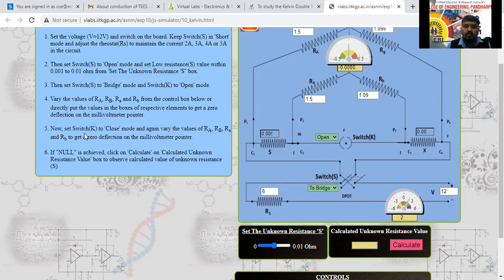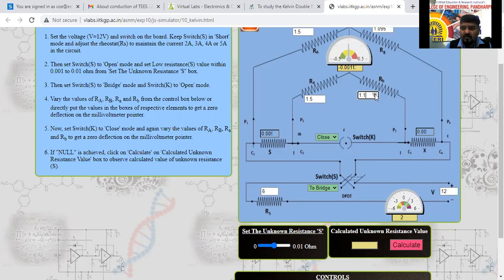Now what we have to do, set K in close mode. Whatever this one is, I have to set in the close mode. Again it changes. See here, the value changed. Previously we had set it as 0 in open mode, but now in close mode it got some value. So again by varying this one, we have to get the multimeter, this voltmeter, to 0.